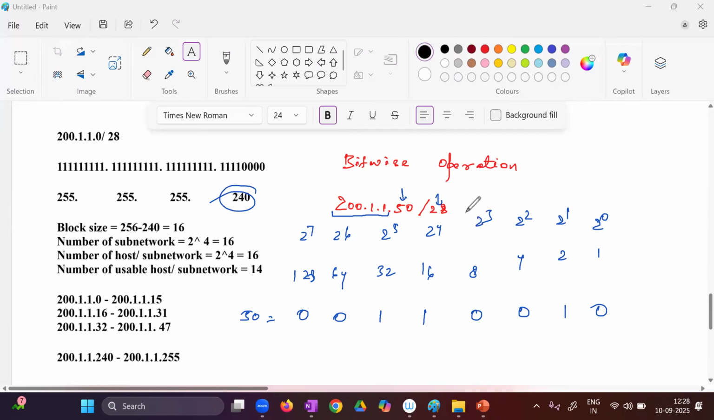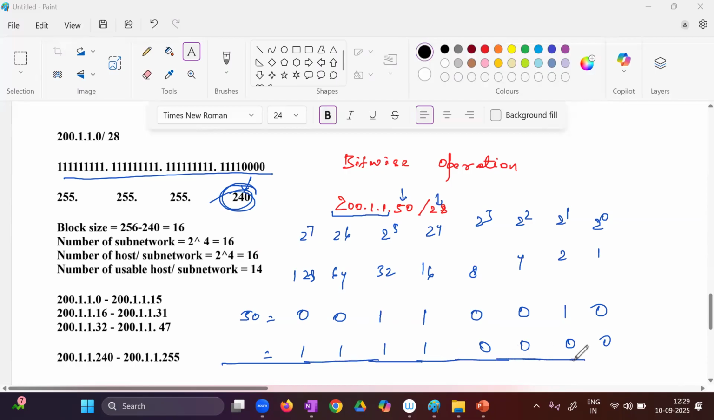28 means what? 4 extra, no? You will write 28. So you will write, okay, this format you will use to write 28. Correct? Then you will get here at last 240. Right? 240 means what? 4 ones and 4 zeros. So write 1, 2, 3, 4, 1, 2, 3, 4. Done.